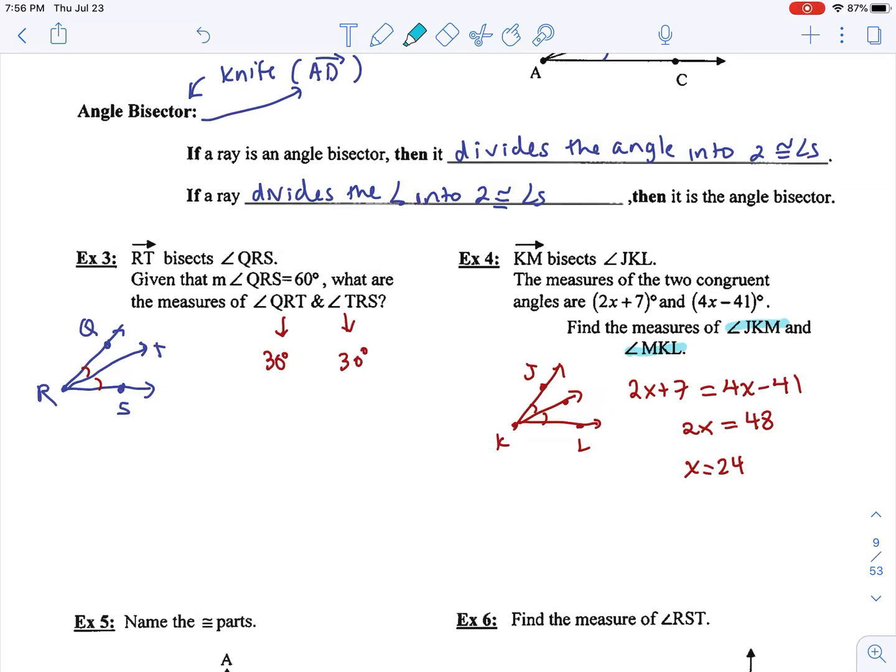So we'd take that and plug it back into 2x plus 7 or 4x minus 41. And either way, we should get that our answer for the measure. So remember, when we're talking about an actual numeric value for the angle measure, we're going to stick the m in front of it. So the measure of JKM is equal to the measure of MKL, which is 55 degrees.